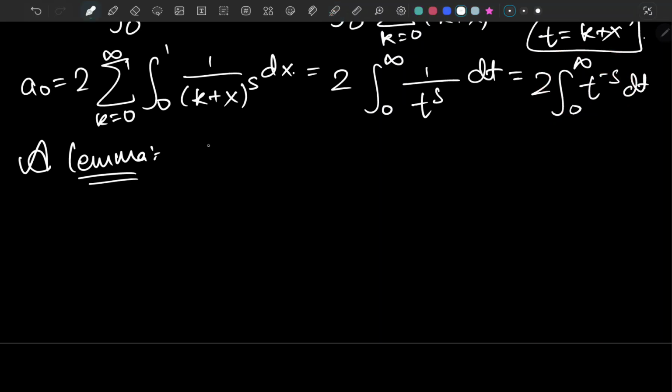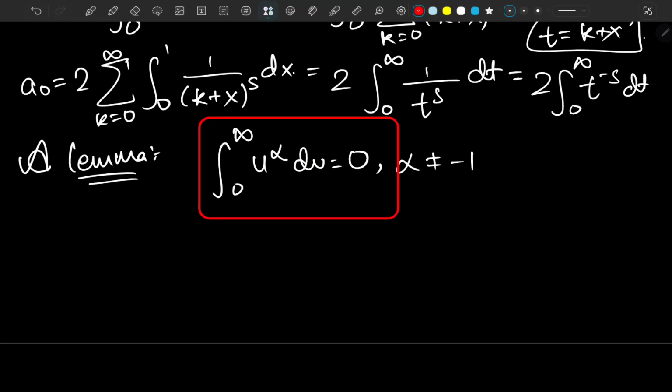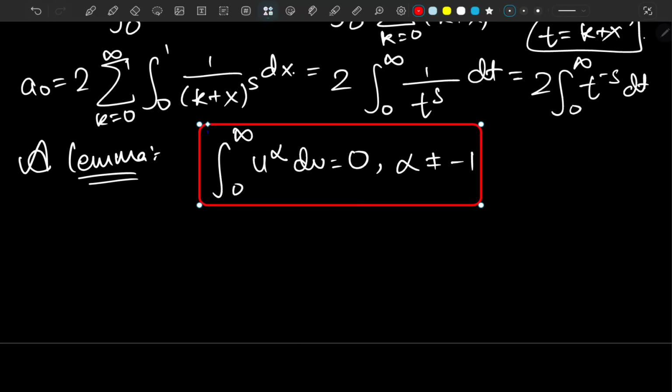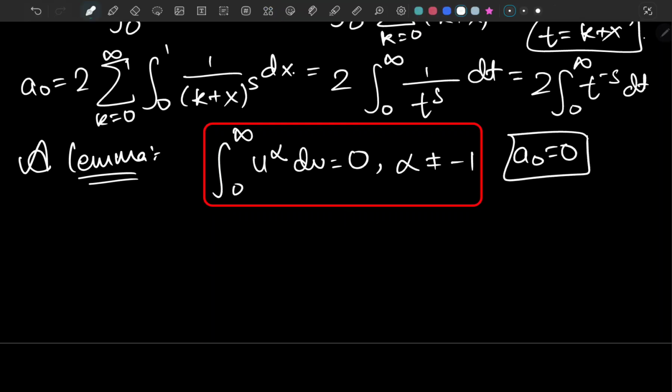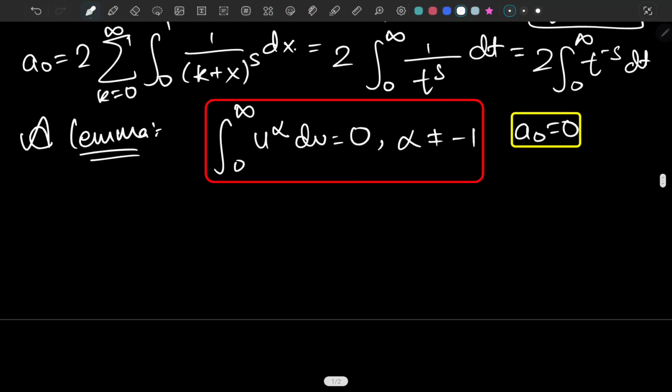So in terms of higher mathematics, the integral from 0 to infinity of u to the alpha du, we consider it to be 0 when alpha is not equal to -1. Basically this is what it is, so we have to just consider this. It's a lemma, you can say. So basically this is saying that a naught is coming out to be 0, right? Yeah, well, we can talk about that later on, but not now actually.